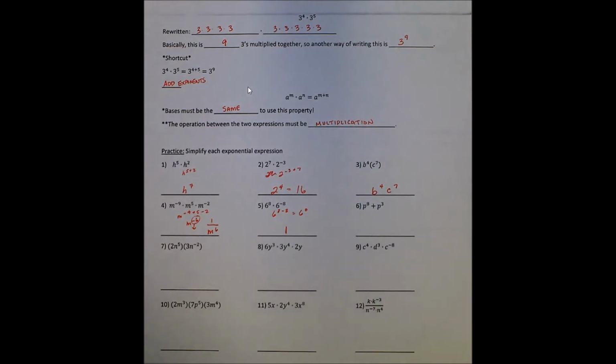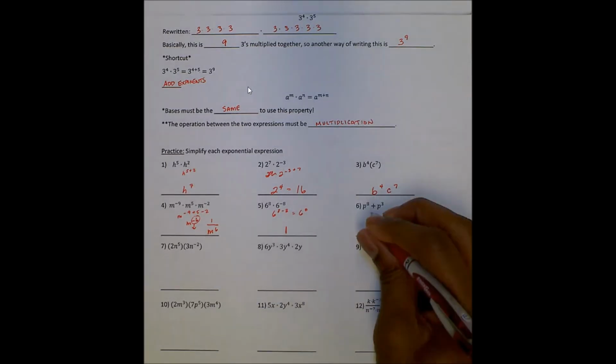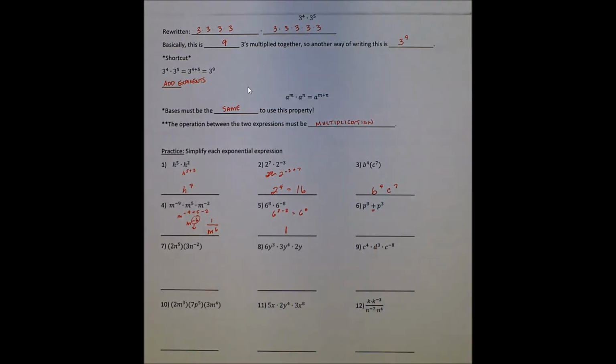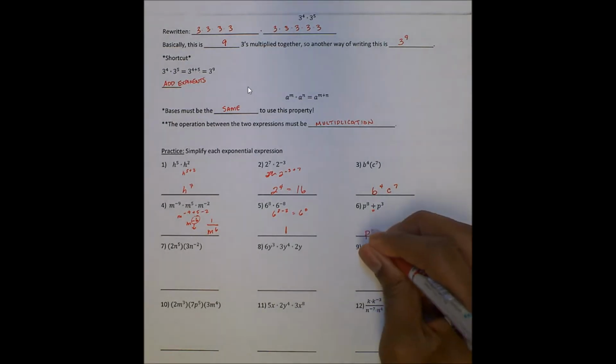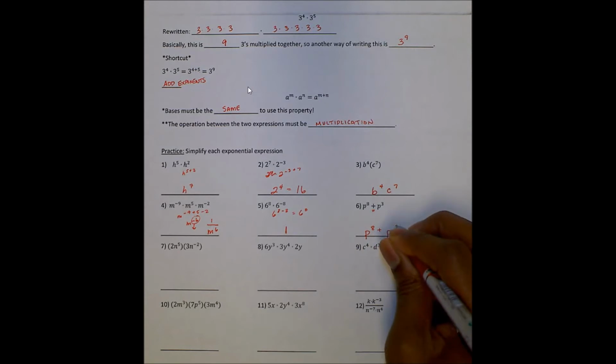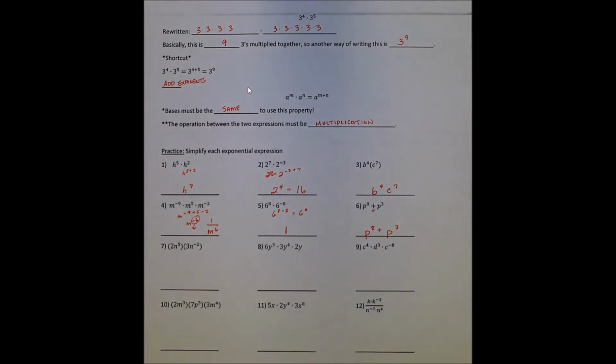Number 6, we have p to the 8th plus p to the 3rd. Remember this is plus, so we can't simplify that. And so really we're stuck with what we were given. It's as simplified as it gets.